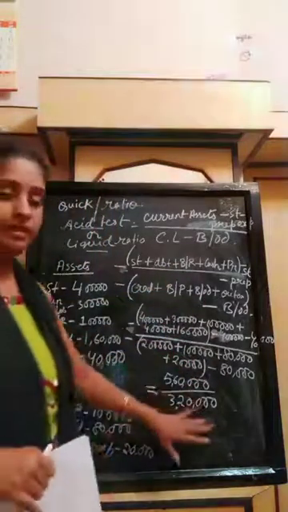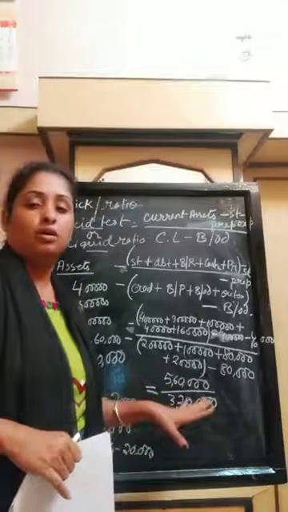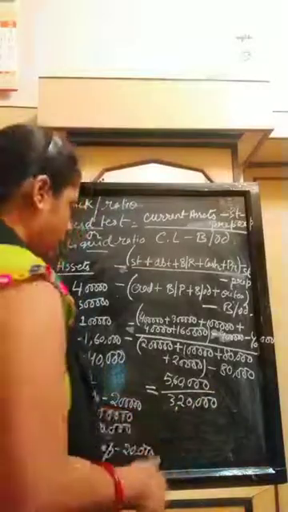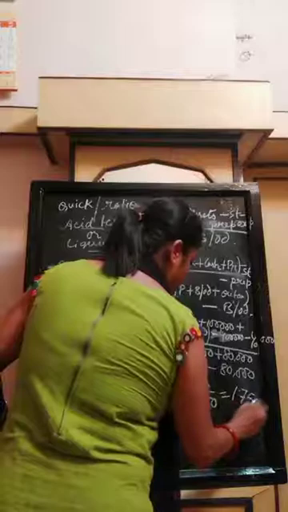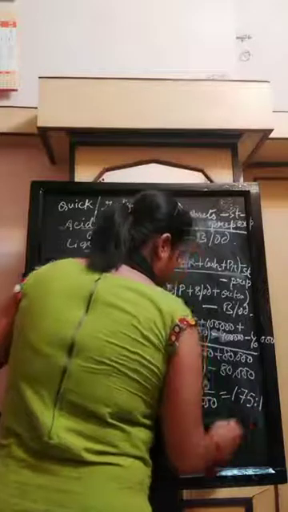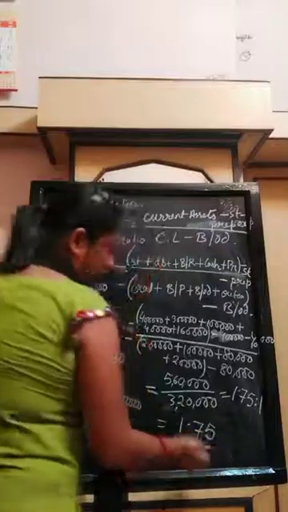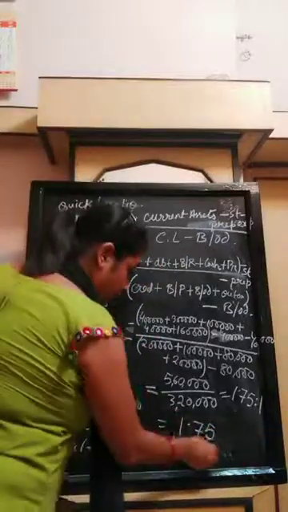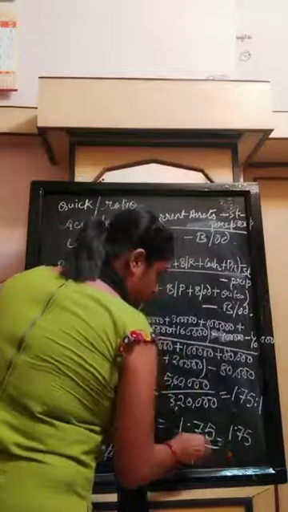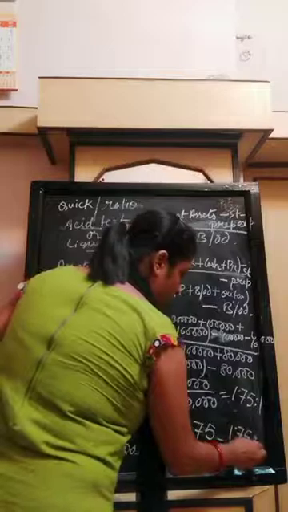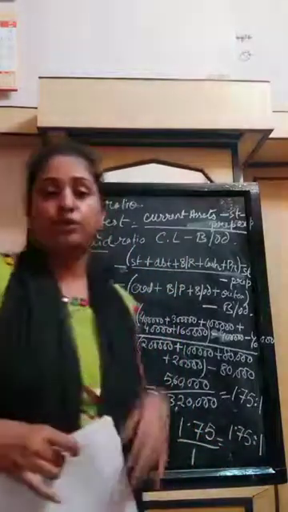Now you have to divide this. You can reduce it to the lowest term or you can divide it with the help of a calculator, and you are going to get 1.75 is to 1. Which means 1.75 by 1, which you can write as 1.75. Now this means the ratio is 1.75 is to 1. Now you need to write a statement.